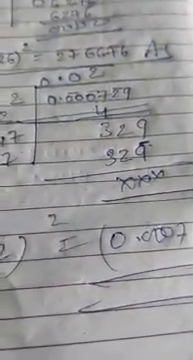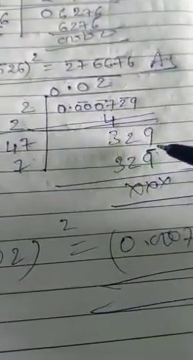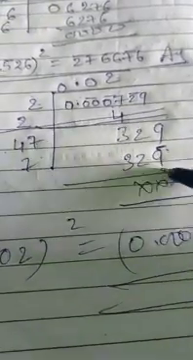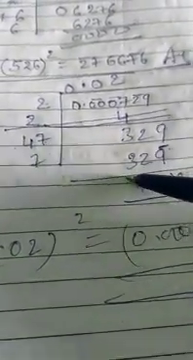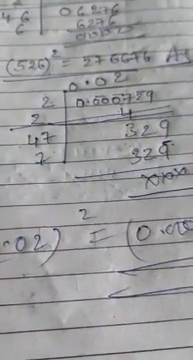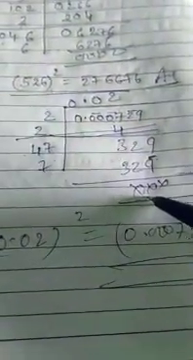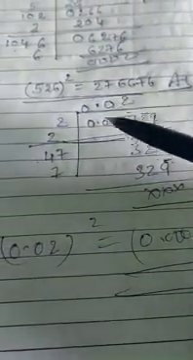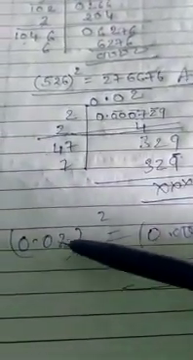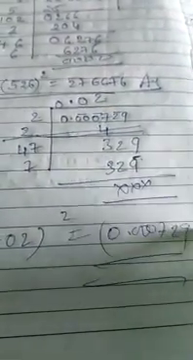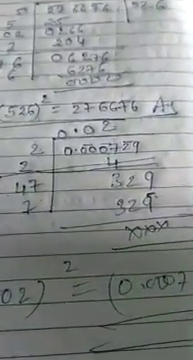29. Now which number? The unit digit is 9, so it will be divided by 7. 7 sevens are 49. 7 fours are 28, plus 4 is 32. So it will cut. Okay. So the square root of 0.000729 is 0.027. So in this manner you can do.